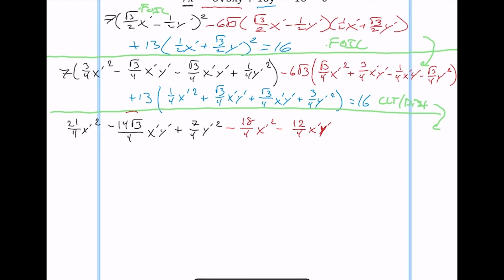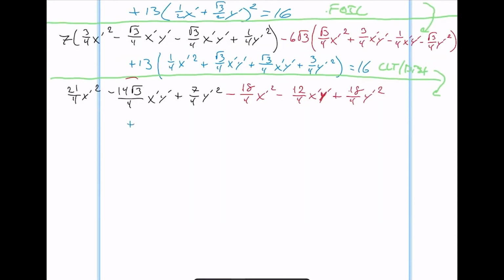Okay, and then finishing our distribution out to this term, negative times negative makes positive. There's the root 3 times root 3, which makes 3, times the 6, which makes 18 fourths of a y prime squared. And then in blue, the positive 13 times the positive 1/4 makes 13 fourths of an x prime squared.